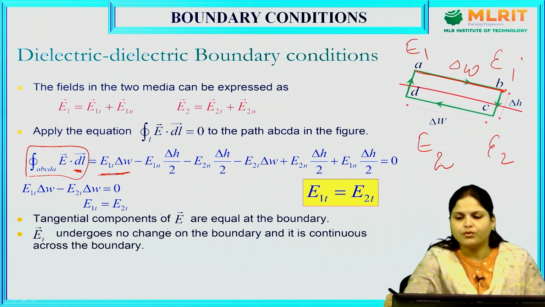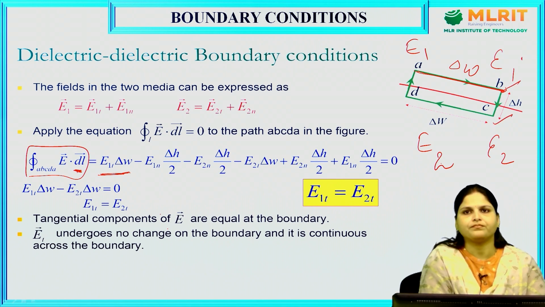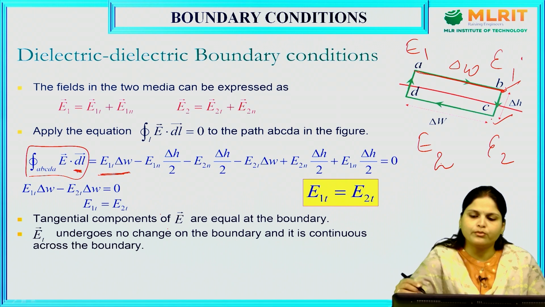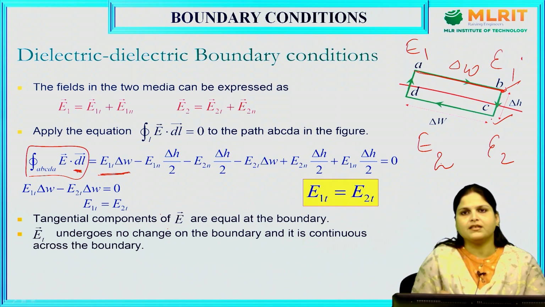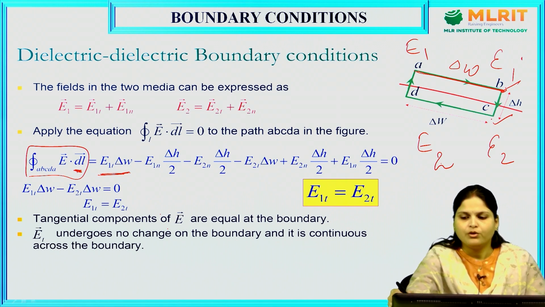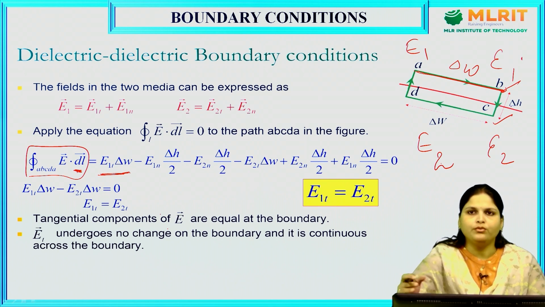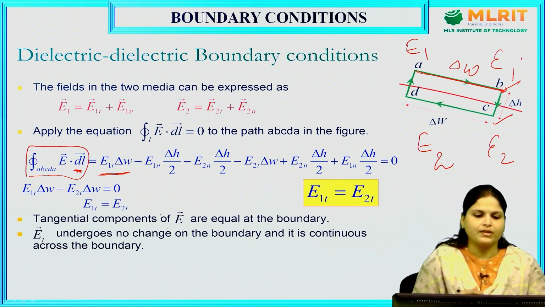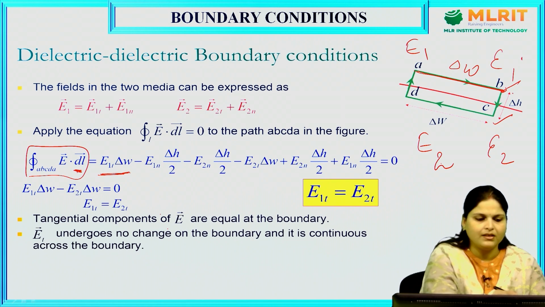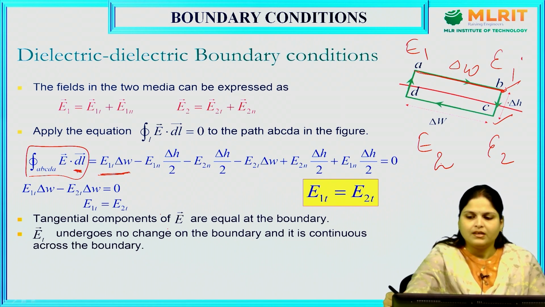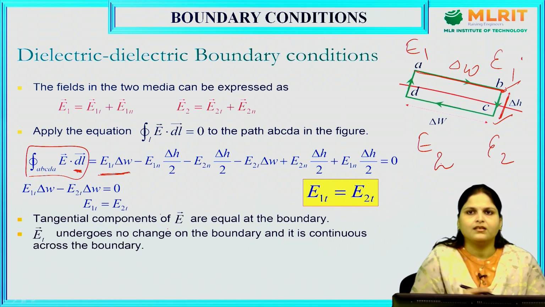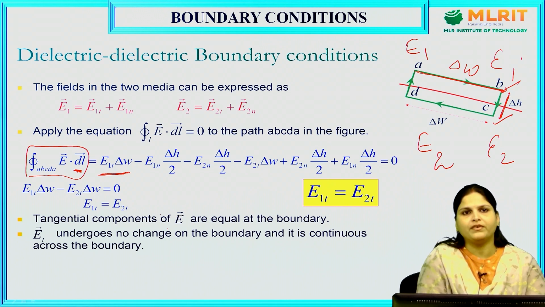Now let us move from B to C. When we are moving from B to C, this path is in two different mediums, and this boundary is cutting it into two half portions. So when we want to write again E dot dl, the normal component of E will be taken.